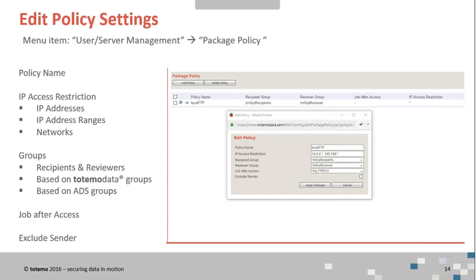One thing worth mentioning is that the field for reviewer group is optional, so it's not mandatory to put a group in here. If you do, it's mandatory to have a person that is actually reviewing and approving the package later on. And last but not least, we have job after access, which basically allows users to automatically run a totemodata job once the package files have been downloaded by all recipients.